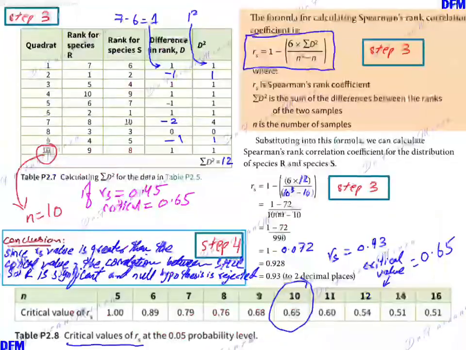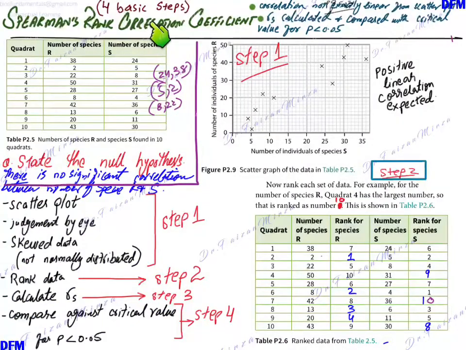So how do we do that? This is the Spearman rank correlation coefficient calculation. For example, a quadrat was placed 10 times. The number of species R and the number of species S were just counted.